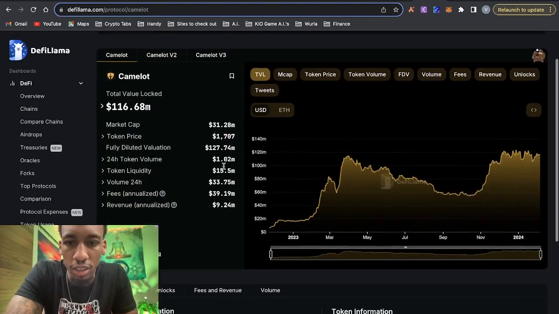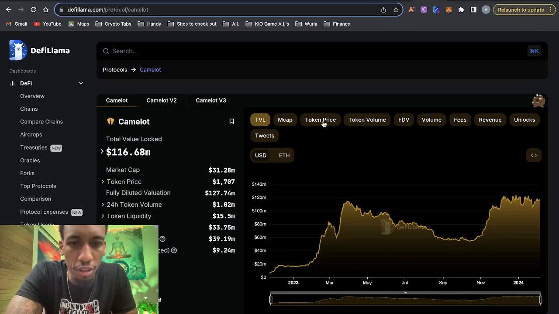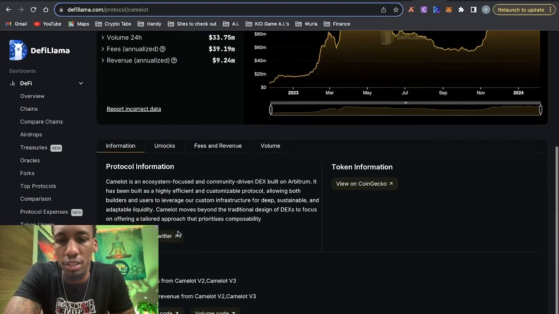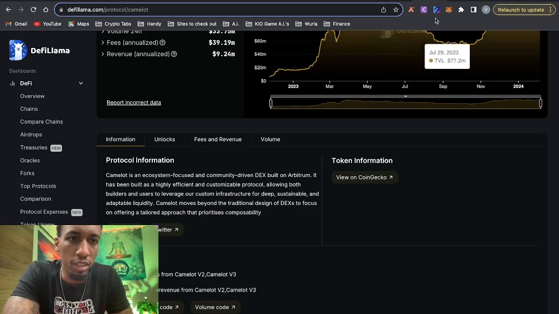So if we click on it, you can see all the metrics, the TVL, the market cap. They do have a governance token, which we're going to talk about, but I'm not promoting or dispromoting that you buy the token. I just want to talk about the yield farming. So let's get into the docs.